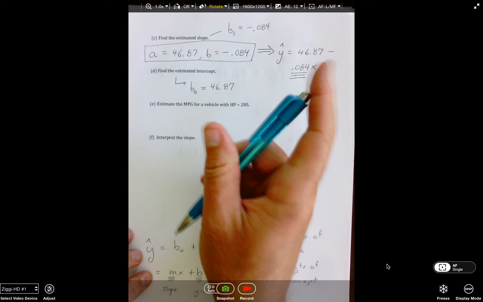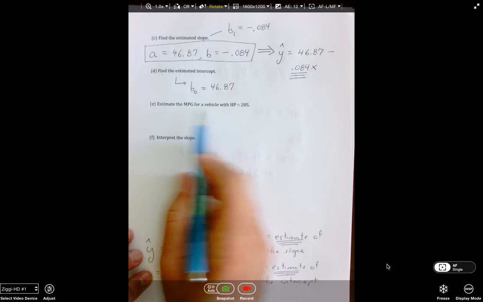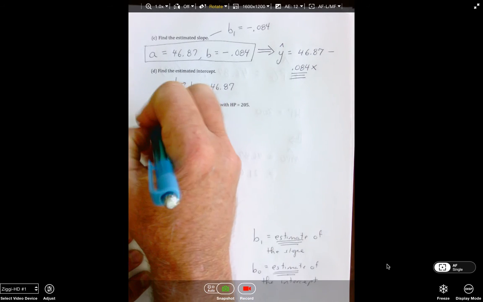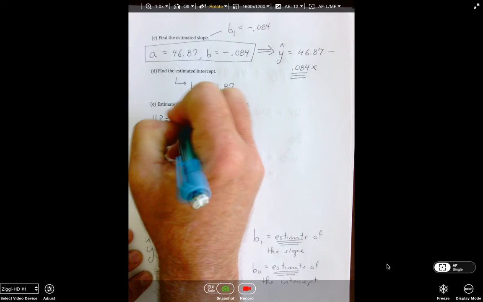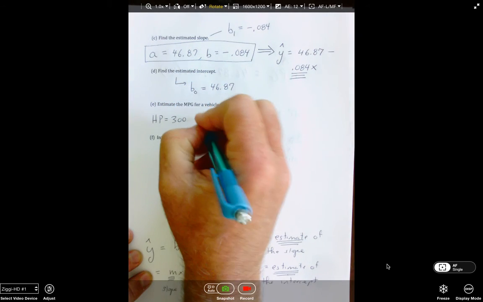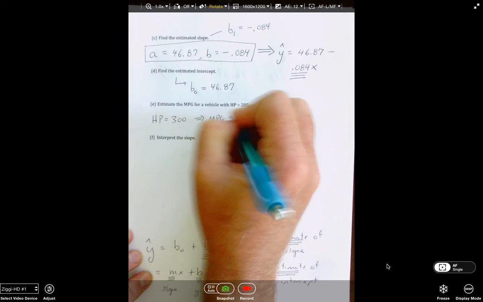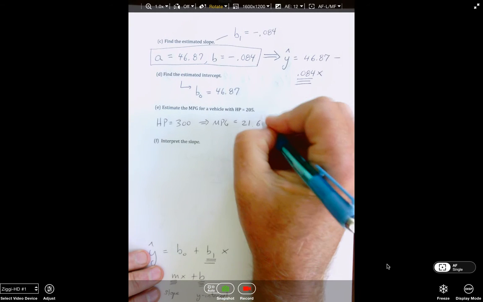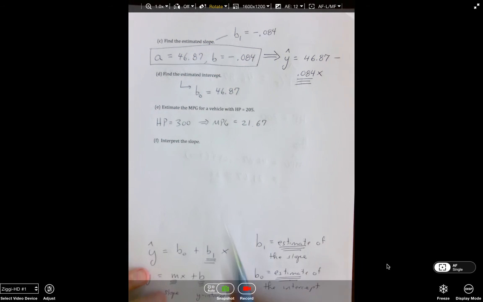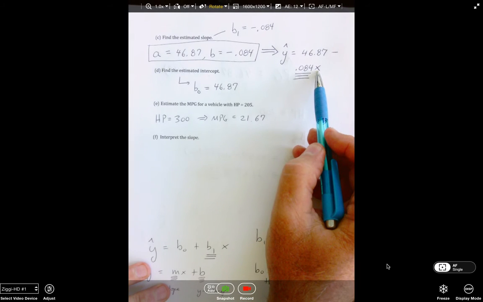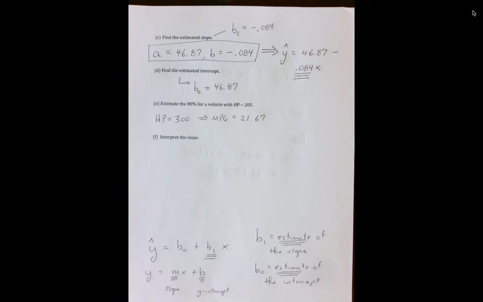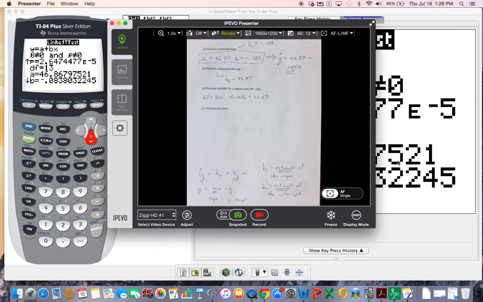So, back to our handout here. Estimate the mean miles per gallon for a vehicle with horsepower 205. Well, we saw when the horsepower was equal to 300 that the miles per gallon was 21.67. And you can just plug and chug there. You can just insert the number in for X and solve it, the way that we did. But there's also a function on your calculator that does this for us that I want to illustrate.